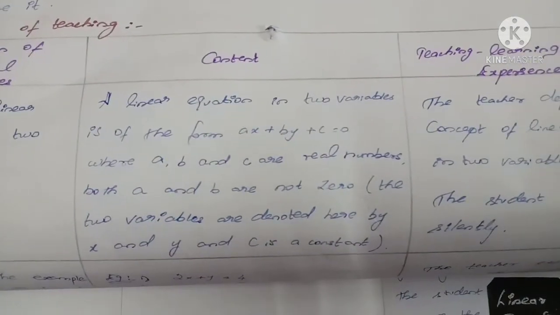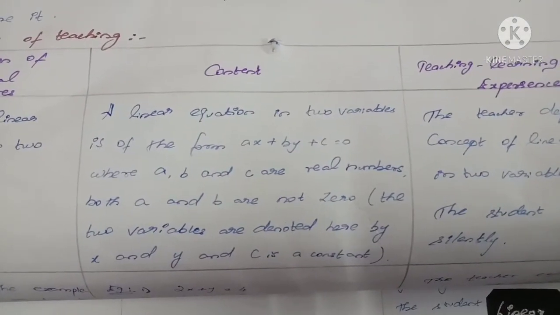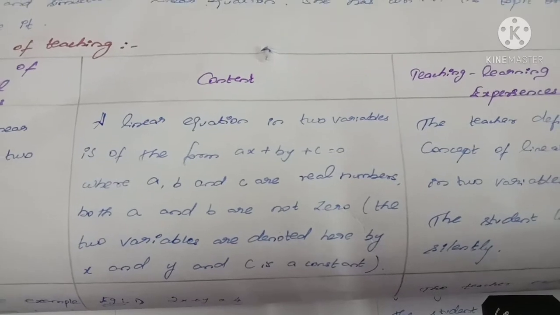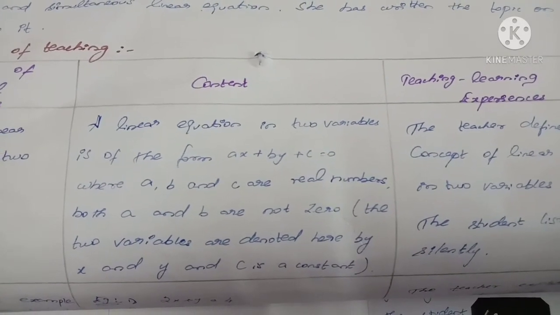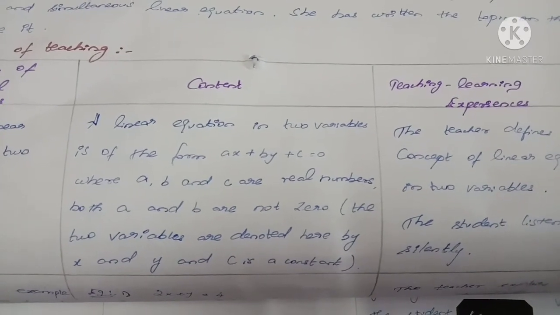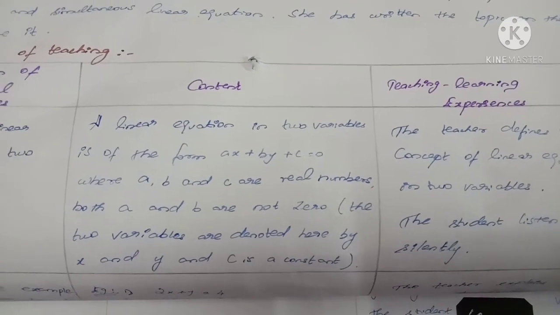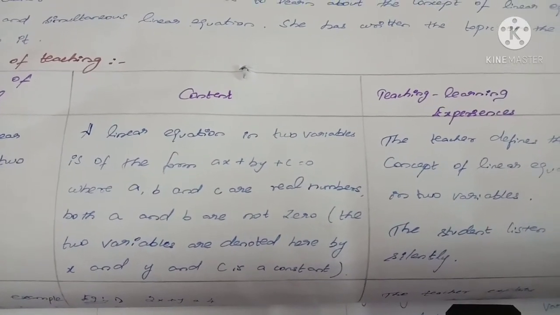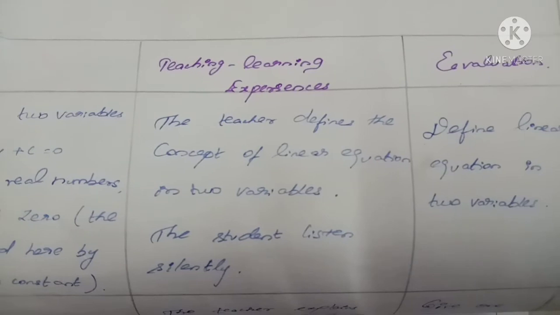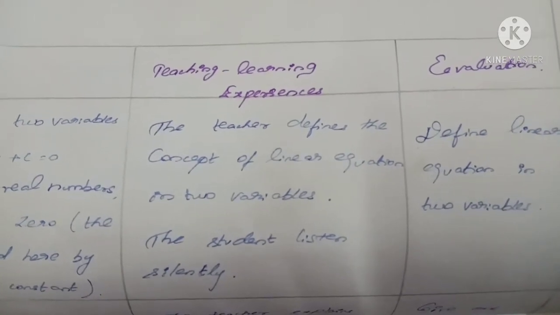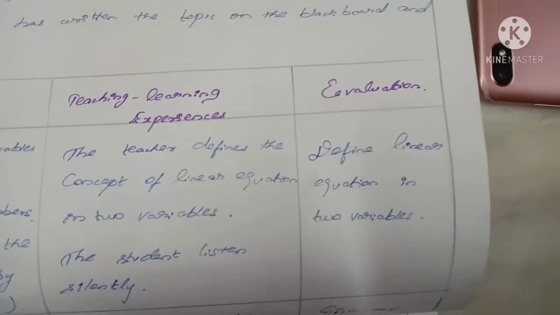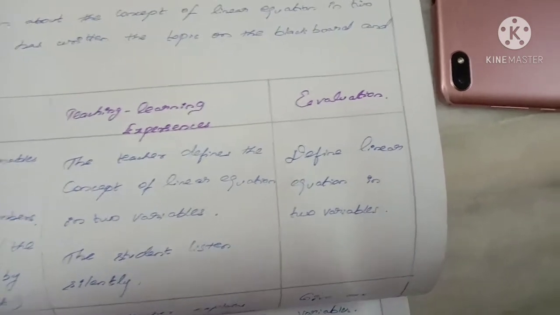The next box: the linear equation in two variables is of the form ax plus by plus c equal to 0, where a, b and c are real numbers, and both a and b are not 0. In the bracket, the two variables are denoted here by x and y, and a, b are coefficients and c is a constant. The next box, the teacher defines the concept of linear equation in two variables. The students listen silently. The last box: define linear equation in two variables.